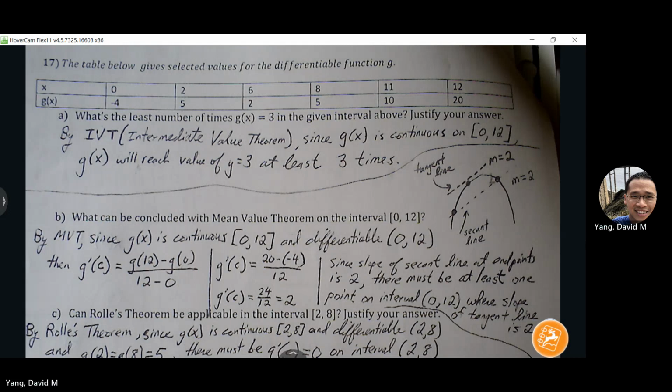since f of 6 is equal to 2, and 2 is less than 3, and 3 is less than 5, and 5 is coming from f of 8, then by IVT, f of c is equal to 3 at least once on the interval from 6 to 8, something like that. Right. This could be what an IVT explanation could look like.